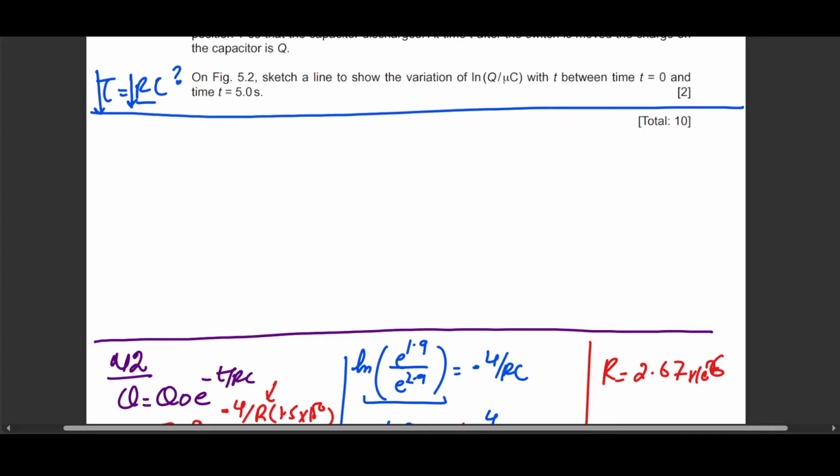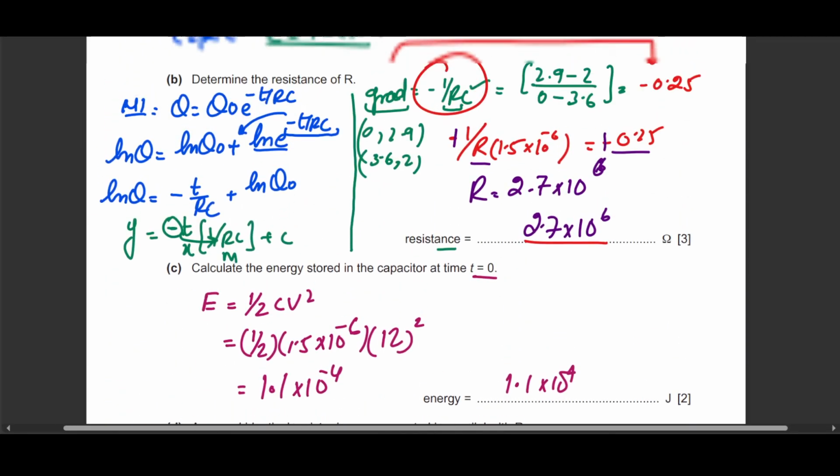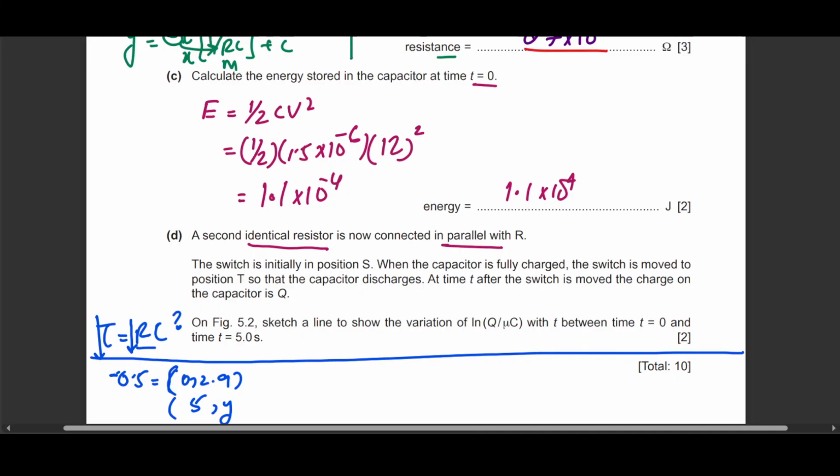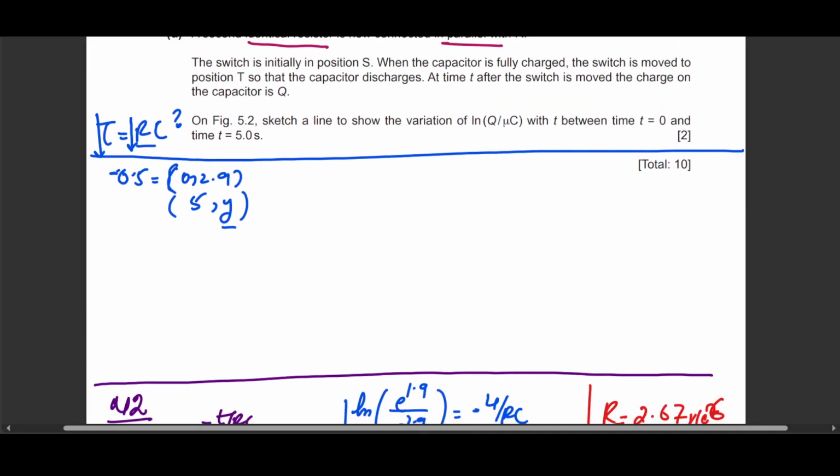Let me put that into perspective. So today the gradient is negative 0.5, which should be equal to one of the coordinates, which was 0, 2.9, the starting coordinate, and the ending coordinate should be, let's say, 5, y, right? So I'm taking this 5 as my last coordinate. I should have taken 5.2, does not matter. So 5, 0, where would it come now?